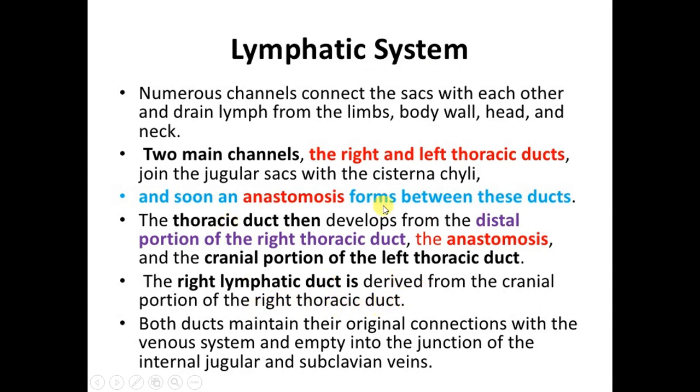So there are changes in the thoracic ducts. The actual thoracic duct, which is on the left side, is formed in this way. Both ducts remain in their original location with the venous system and empty into the junction of the internal jugular and subclavian veins.